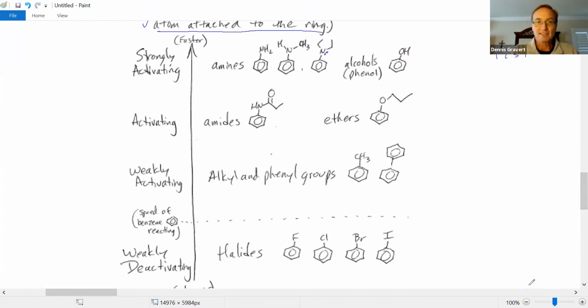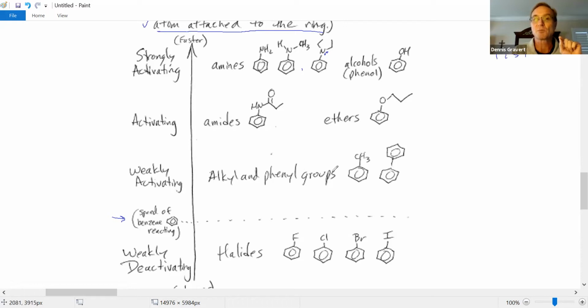And they're ranked. So starting from the bottom, weakly deactivating, they slow down the ring. Weakly activating, they speed up the reaction of the benzene ring. Activating, speed it up even more. Strongly activating, speed it up a whole bunch. They're the winners of the race. Where's the rate of benzene? Right here. So if you just have pure benzene, we're doing a race, benzene is going to be faster than benzene with a halide. Aryl halides react slower than just pure benzene.